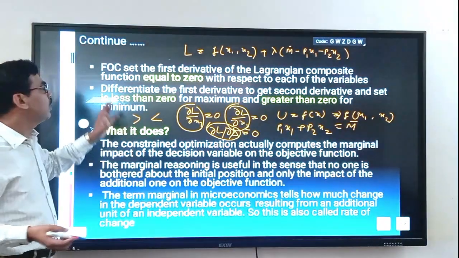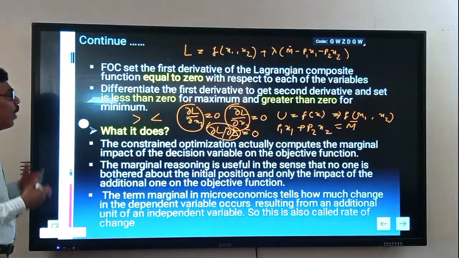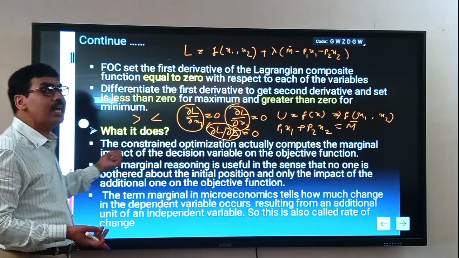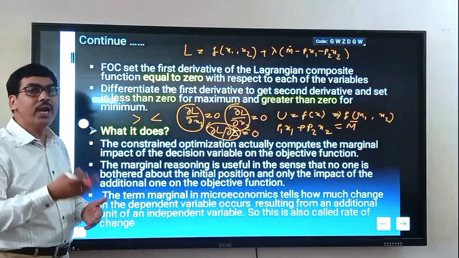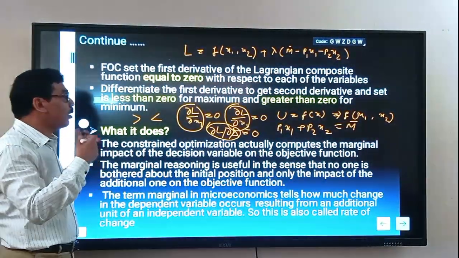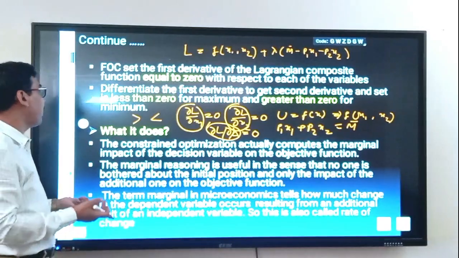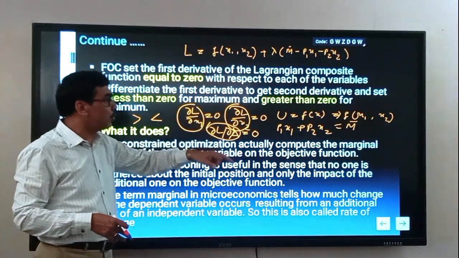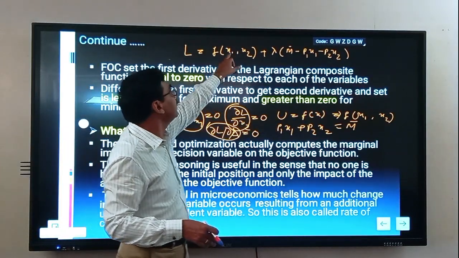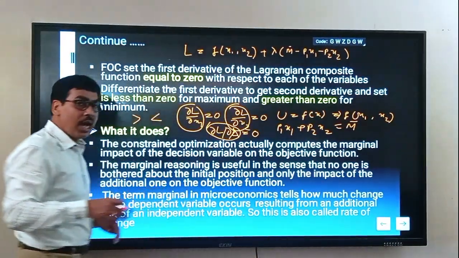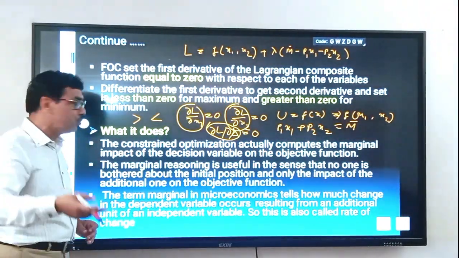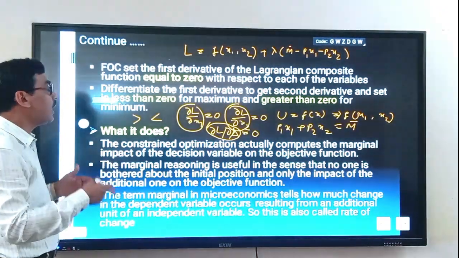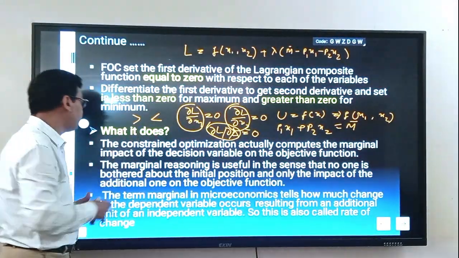So now what it does, the constrained maximization actually computes the marginal impact. Because when we do this, it computes the marginal, that is the additional impact of the decision variable on the objective function. So in the case of a consumer, this is the objective function and the decision variables are x1 and x2. So how much additional x1 and x2 will create additional utility, or will add to the total utility, that is obtained through this optimization problem.